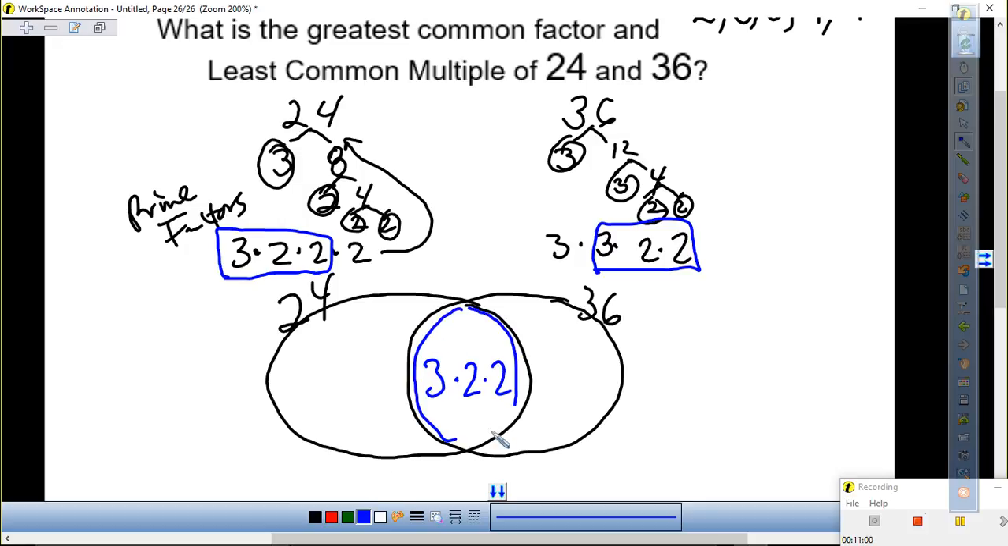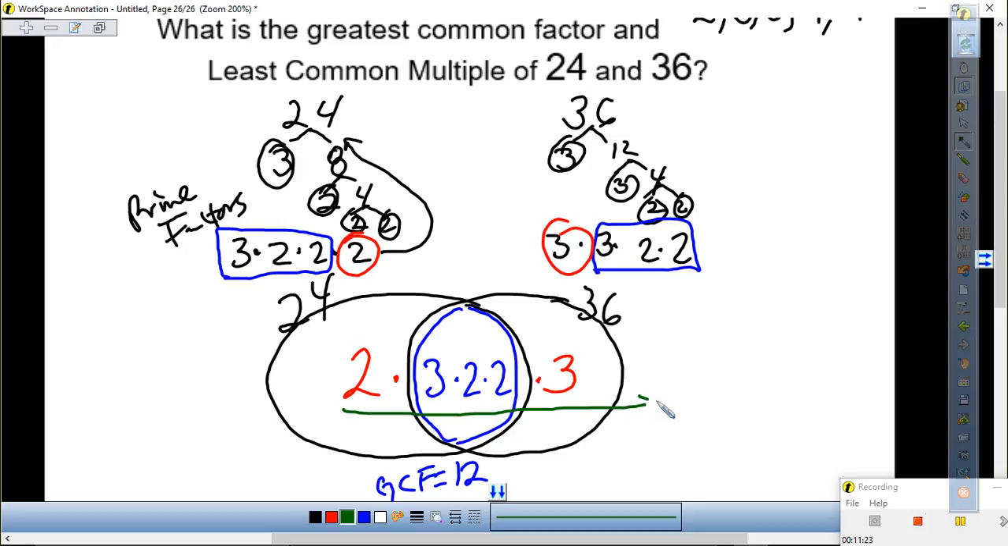This part that we just filled in, that's known as the GCF, greatest common factor, which is 12. What was left over? Let me see. What's left over here? 2. What's left over on this side? 3. Once we get whatever's left over, now we can multiply. Check this out. We can multiply like this to get my LCM. 2 times 3 times 2 times 2 and times 3, 72.